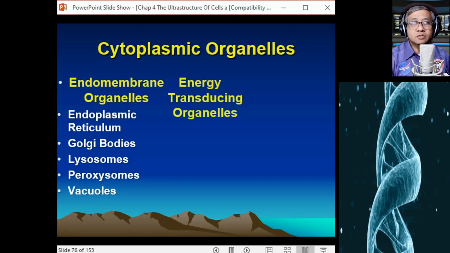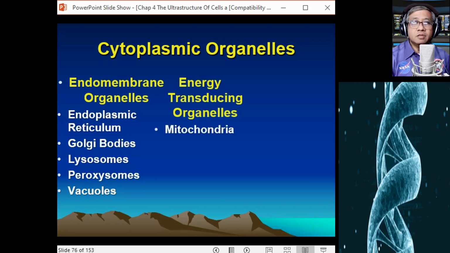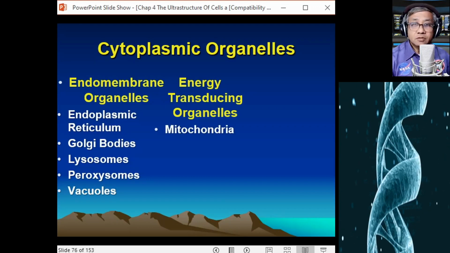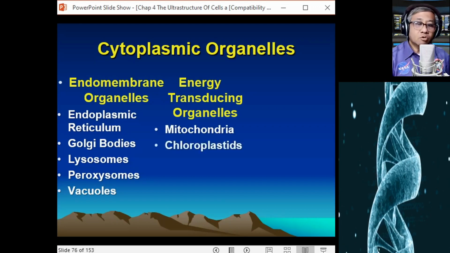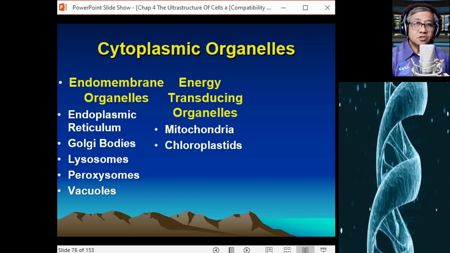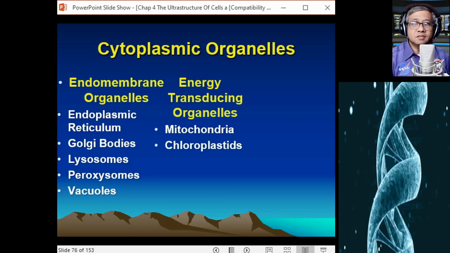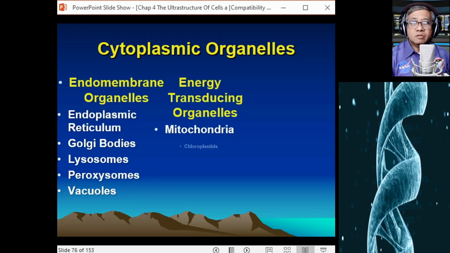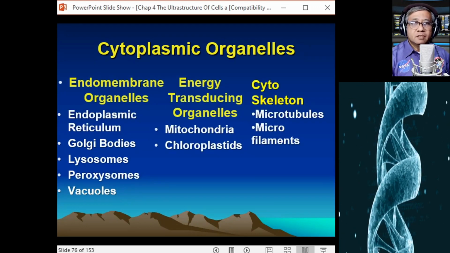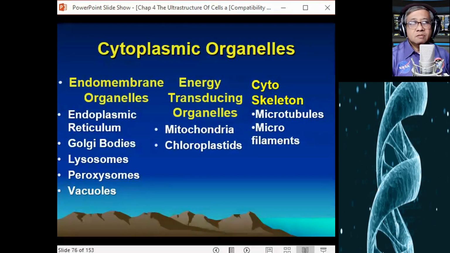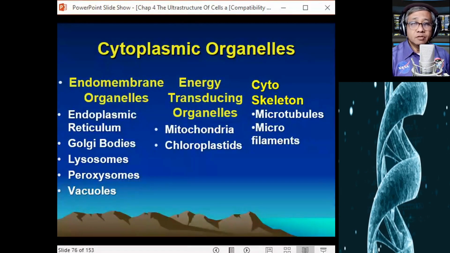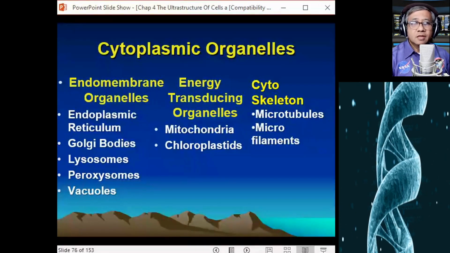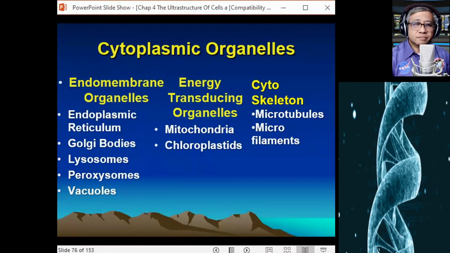Now, for energy transducing organelles, these are organelles that can harness energy either from the sun or from food molecules, such as the mitochondria. The mitochondria harness energy using food molecules like glucose. And we have the chloroplastids that harness the energy from the sun through photosynthesis. And lastly, we have the cytoskeletal framework, or the cytoskeleton. The cytoskeleton provides a framework for the cell, and it is composed of microtubules and microfilaments.